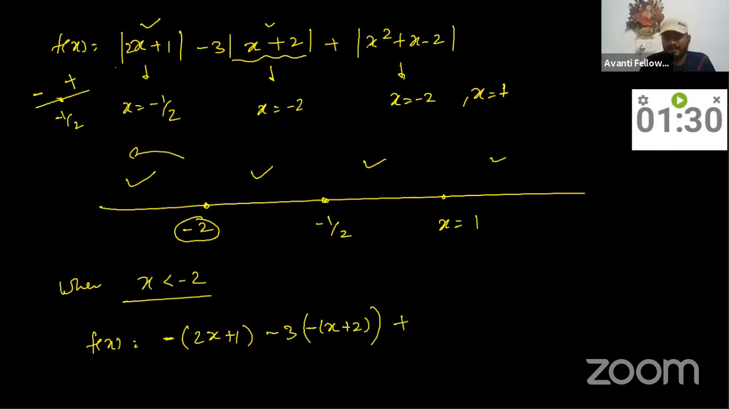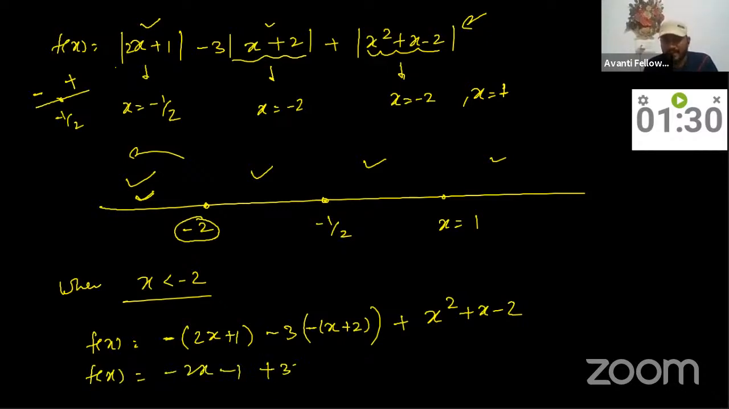Got it? Plus this: if you take any x value which is less than -2, this quadratic equation becomes positive, which means in this interval, the quantity written inside this final modulus function is positive. So this will open as it is. So f of x will become -2x minus 1, plus 3x plus 6, plus x square plus x minus 2. When you simplify this, what will you get? You will get x square, this will become plus 4x, this will become plus 2x, and this will become plus 3.